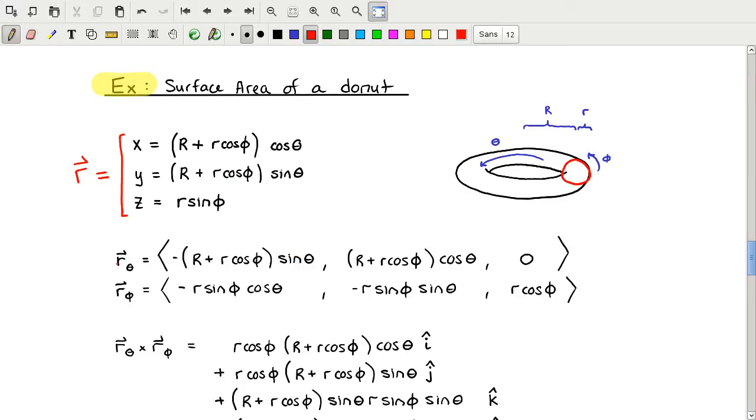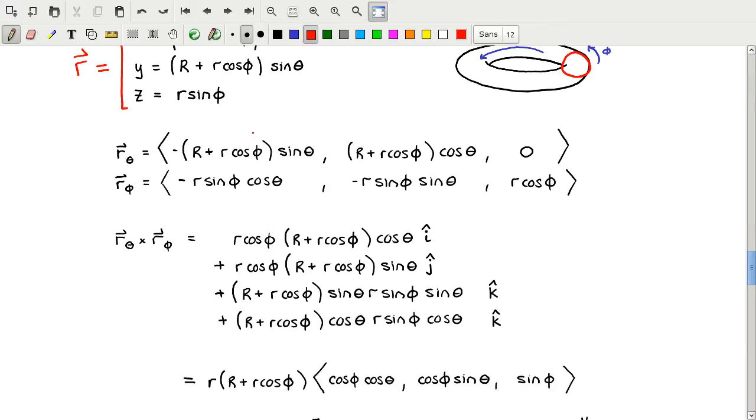So r sub theta, partial r partial theta, I'm using subscript notation now, is going to be this prefactor times negative sine theta, comma, this prefactor times cosine theta, and here we have no thetas, and so the partial derivative with respect to theta is 0. Calculating r sub phi, partial r partial phi, I'll get nothing from these r terms, and so I'll have negative r sine phi cosine theta, negative r sine phi sine theta, and r cosine phi. So these are my two tangent vectors. I now take their cross product. I do that by setting up my determinant matrix, and I have written out the result of all these terms.